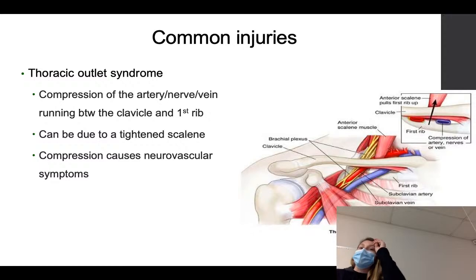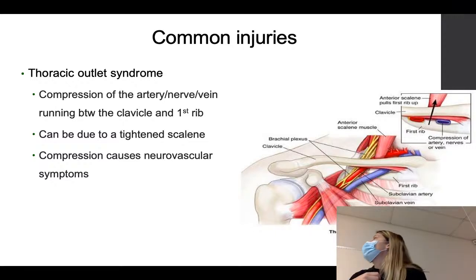So in thoracic outlet syndrome, you will get a compression of that artery, nerve, and vein running between the clavicle and the first rib. Basically, there's not enough room in between the clavicle and the first and second rib, so it pinches off the blood supply and pinches off all of the nerves. This can be due to anatomy if you just have a very small area, or it can be due to a tightened scalene. When your scalenes are really tight, they'll pull that first rib up, pinching it.